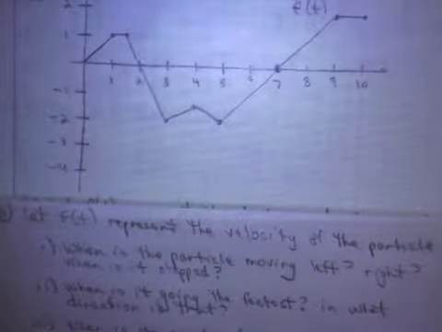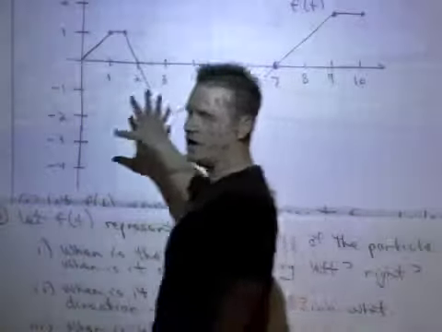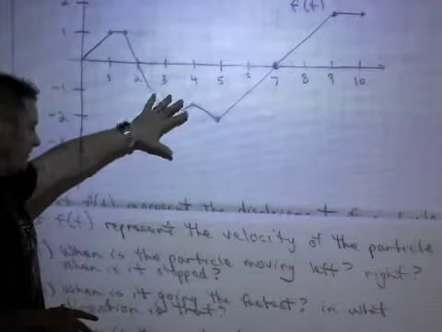Let's answer these questions instead. Now, let's say this function represents the velocity. So what you're looking at now is not a position graph or a displacement graph, it's the velocity graph, okay?